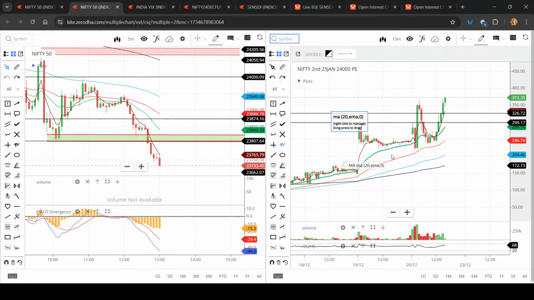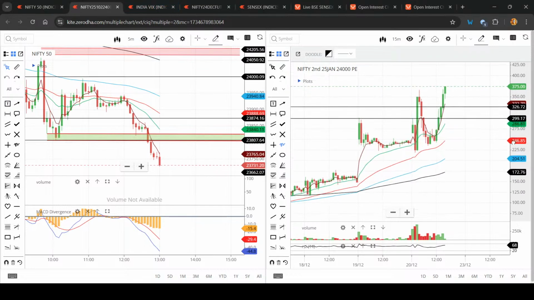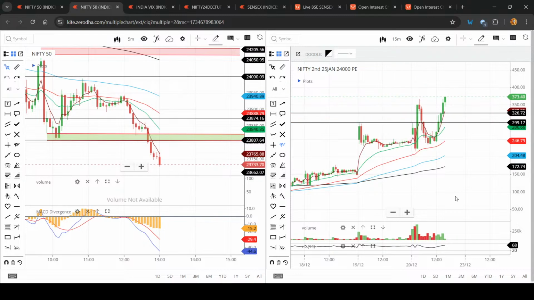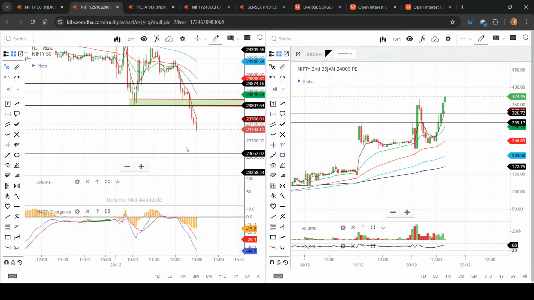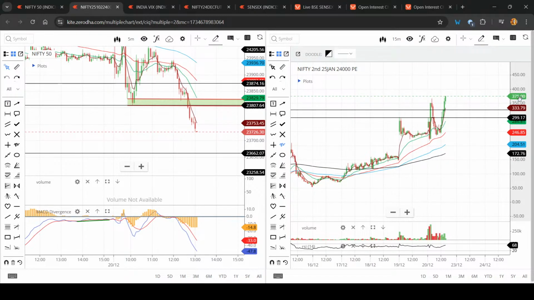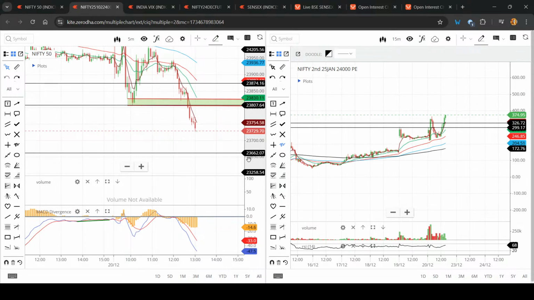This was our single trade of the day which we have taken, and we are successful in this. Now my trailing SL is at 286, the 20 EMA on the 15 minute. All right, so the next stops are 23,700 and 23,662, right? The premium is blasting. All right, 23,726.